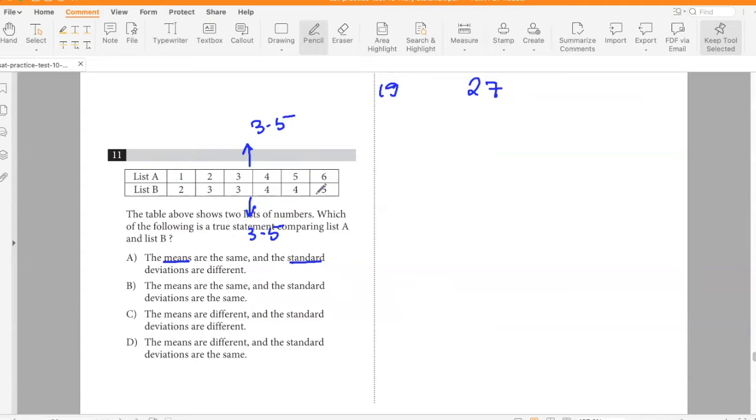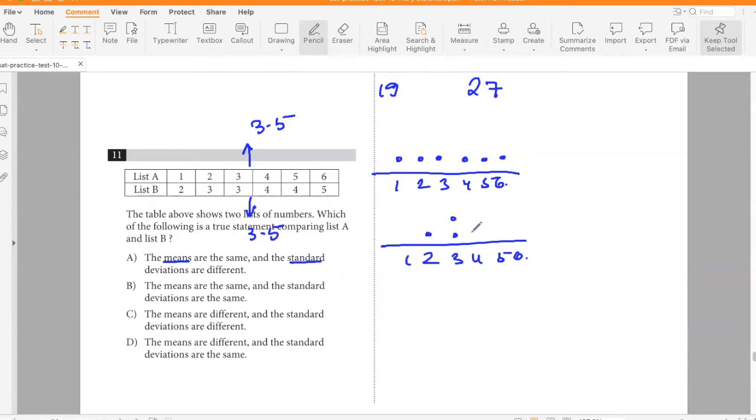Now when it comes to standard deviation, you can see that the first list is more spread out, because if I were to show it as 1, 2, 3, 4, 5, 6, then this has one number of each category, right? While the second one, if I have to show it, then 2 and 3 occur twice, 4 occurs twice, and 5. So this is more bunched around the mean, which is 3.5, while the first is more spread out. So their means are the same, but the standard deviation of the first is greater than the standard deviation of the second. So means same, but standard deviations different.